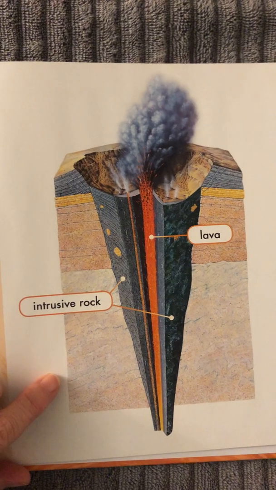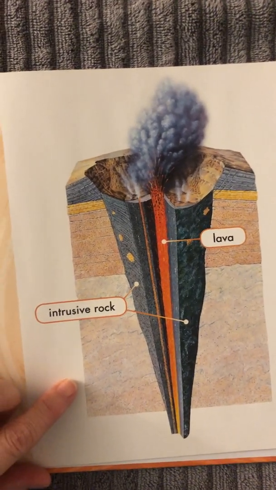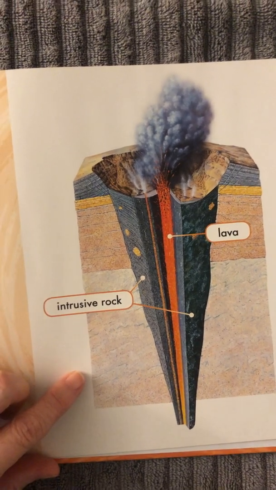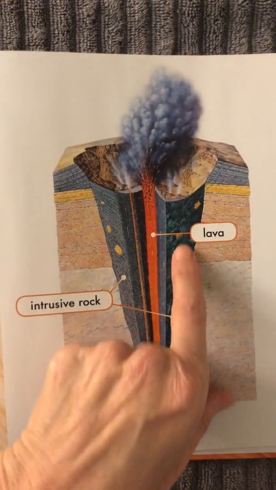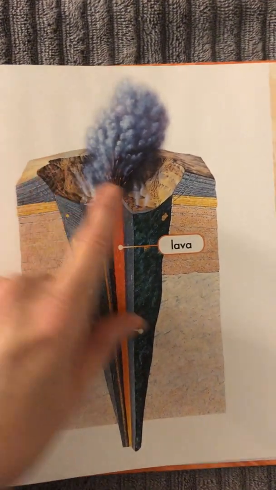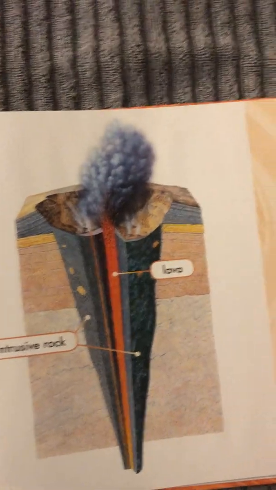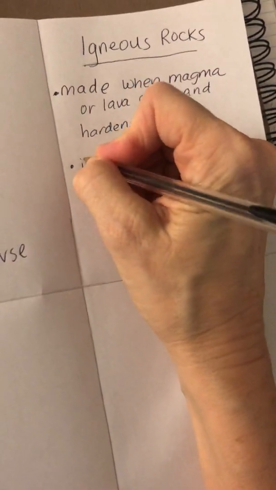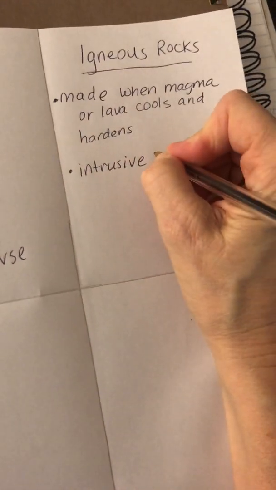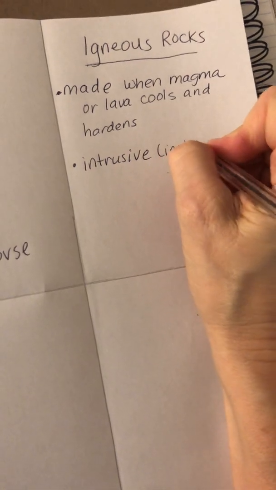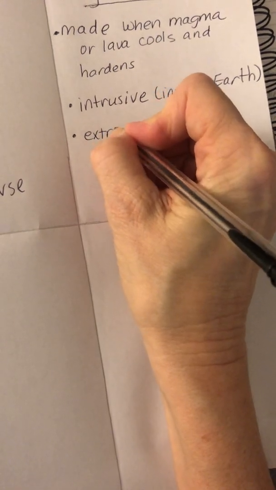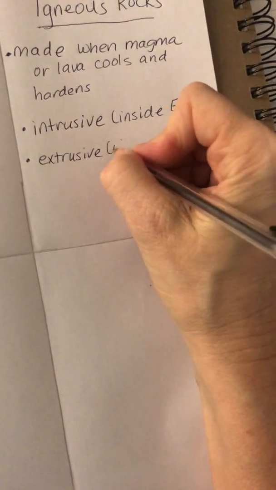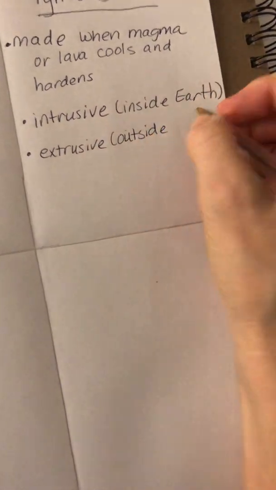Oh, here's another labeled picture. Intrusive rocks are made when magma cools below the Earth's surface. Extrusive rocks are made on the Earth's surface. Okay, they show you intrusive, okay, because they're inside the Earth. Extrusive would be out here, because they're outside the Earth, okay? So let's put that down. Intrusive. I put a little parentheses, inside Earth. And extrusive. It's on the outside or surface of the Earth.